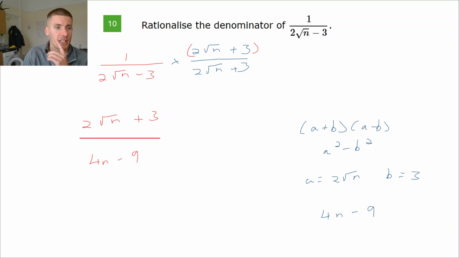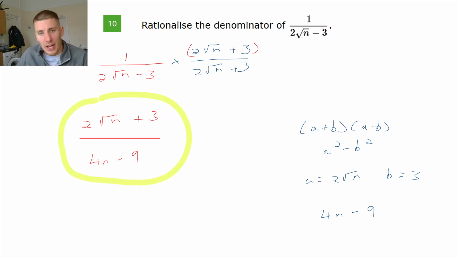So 2 root n plus 3 over 4n take away 9. I always think, when you get an easy question towards the end, have I done something wrong? But no, that just is the answer. Okay, so good. Hopefully that was useful, and we'll get on to the 2 blue intermediate questions up next.